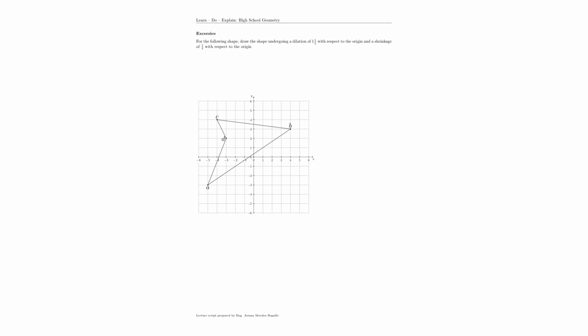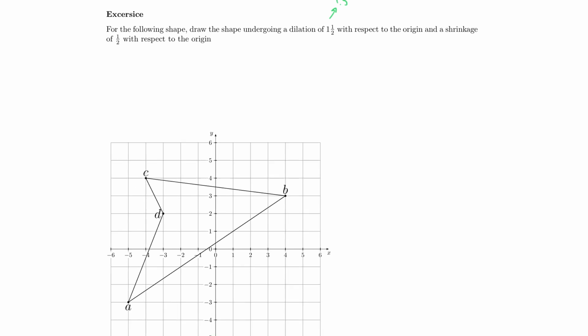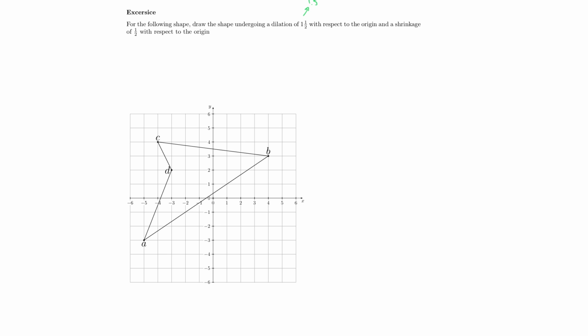Okay, so now we have some exercises to practice with. It says for the following shape, draw the shape undergoing a dilation of 1.5, with respect to the origin, and a shrinkage of 1/2 with respect to the origin. Okay, so the first thing and the easiest way to solve this problem is get the original coordinates.